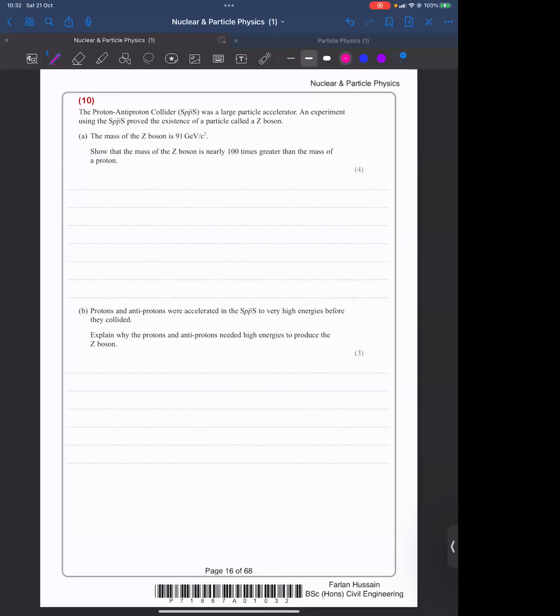Page number 16, question number 10, part A. You can go for a break and then come back and do this one. Question number 10, only the part A, page 16.